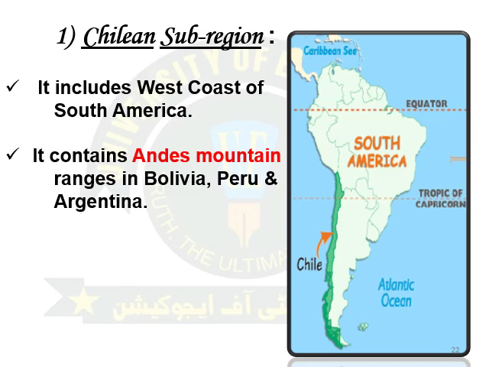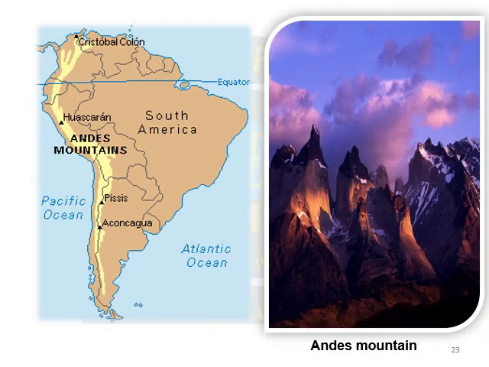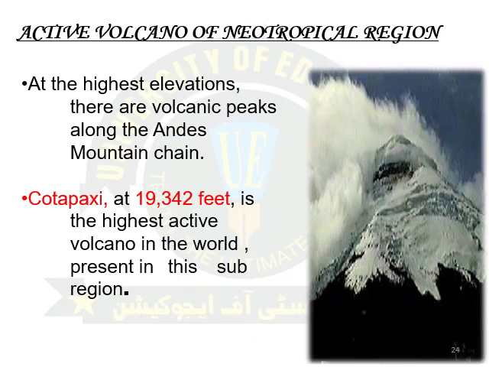Andes Mountain series is the world's longest continental mountain range. It is a continental range of highlands along the western coast of South America. Here you can see the yellow highlighted area represents the Andes Mountain series. In this series, most of the active volcanoes of the world are present. At the highest elevations, most of the volcanic peaks are present along the Andes mountain chain. Out of them, Cotopaxi is the highest active volcano in the world.